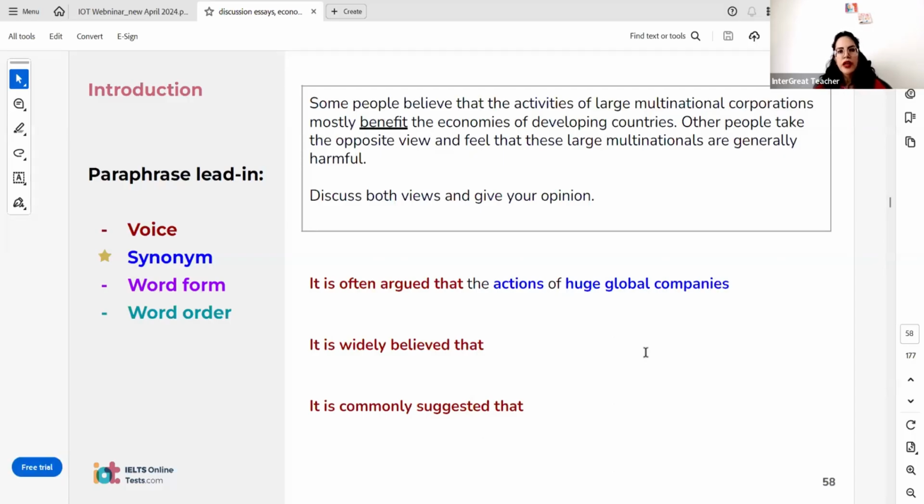Global companies. Instead of benefit, please also pay attention to the grammar. Yeah, help would be easier. So huge global companies help the economies of developing, instead of countries. I'm going to write this, but then I'm going to make a counter argument here. Developing nations. But guys, I would like to point something out.